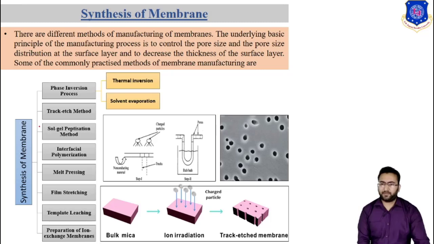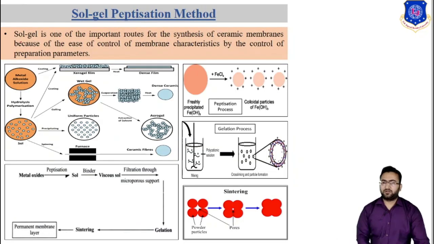Now let us discuss other methods such as the sol-gel peptization method, interfacial polymerization method, and melt pressing method. Let us first discuss the sol-gel peptization method. From the sol-gel peptization method, we can get ceramic membrane. Membranes made of ceramic material are considered better than those of organic material because of their better chemical and radiation stability, especially in the context of treatment of radioactive effluent.